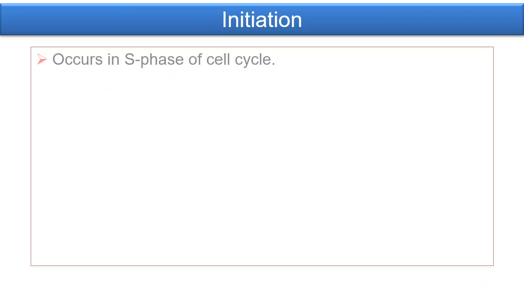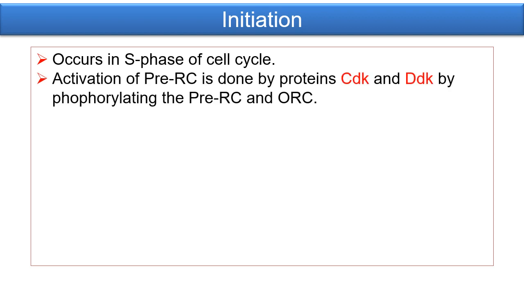Initiation. So the pre-initiation phase occurs in G1 phase of the cell cycle. After that, the inactive pre-RC complex will enter the S phase of the cell cycle. Its activation is done by two proteins, that is CDK, that is cyclin dependent kinase, and DDK, that is DBF4 dependent kinase, by phosphorylating, that is by attaching phosphate groups to both pre-RC and ORC. So the pre-RC complex is now activated.